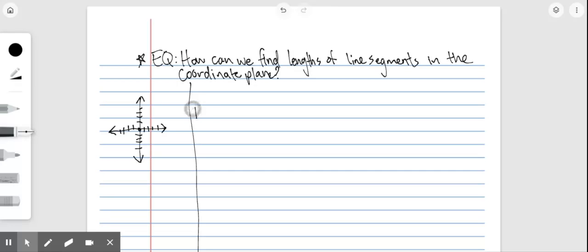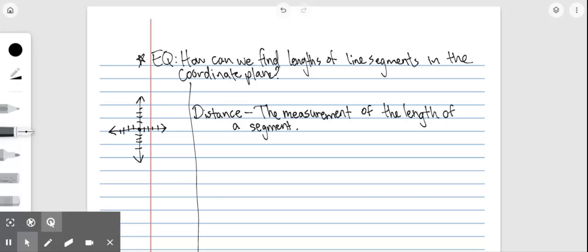So distance, what is distance? Distance is basically the measurement of the length of something. So when we find the length of a line segment, we're actually finding the distance from one end point to the other end point.